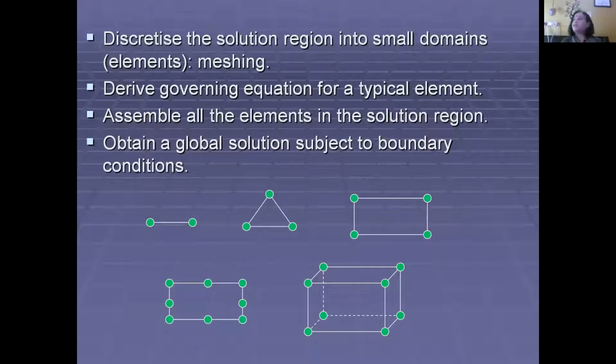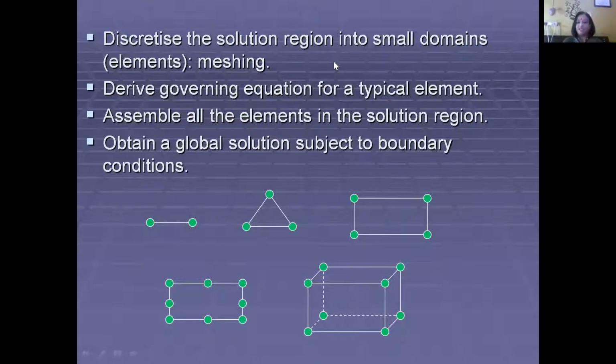Now, if you remember, in the finite elements method, what we have to do is we have to solve a partial differential equation. And the first thing that we have done after we have identified the partial differential equation is we need to identify the solution region. So what is the solution region that you need to find the electric field in? And take that solution region and divide it into small domains. This process of discretizing the solution region into small domains, these domains are the elements. This process is called meshing.